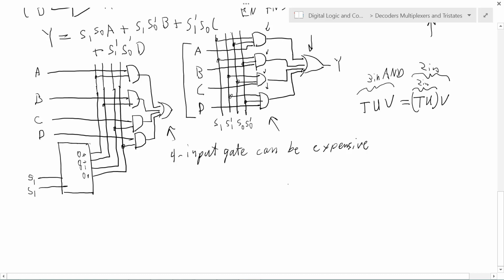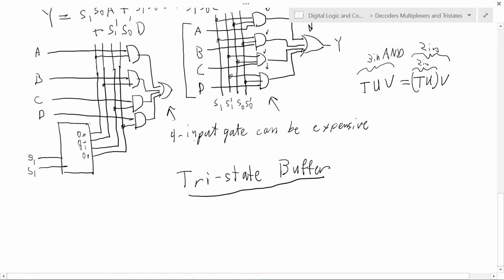And the 2-input gates, if we could reduce those to 1-input logic gates or buffers, that would be ideal. And one technique that we can use to do that is to use the Tristate buffer. So what is a Tristate buffer?